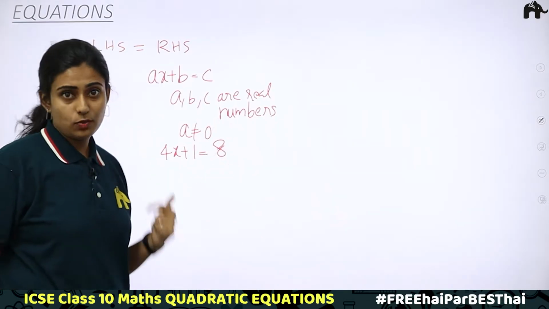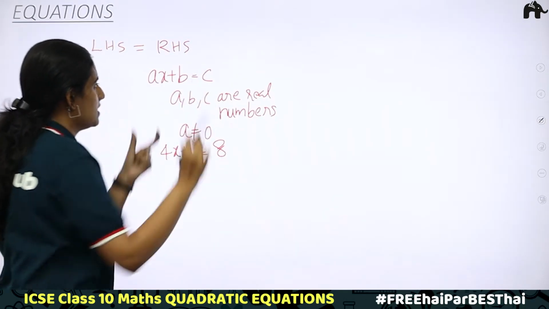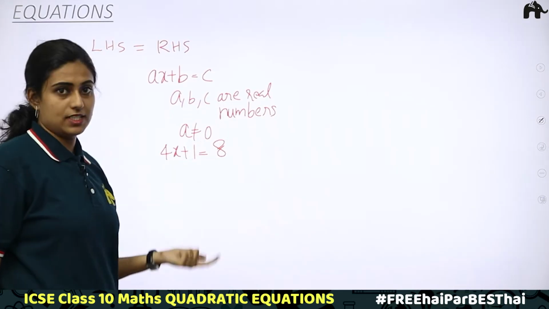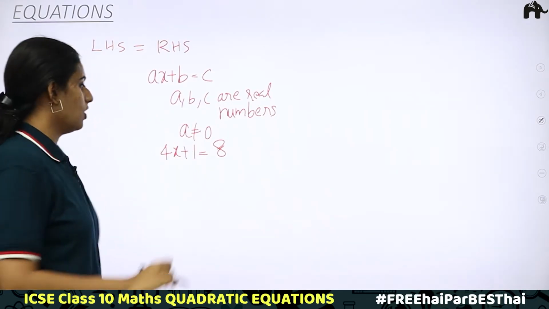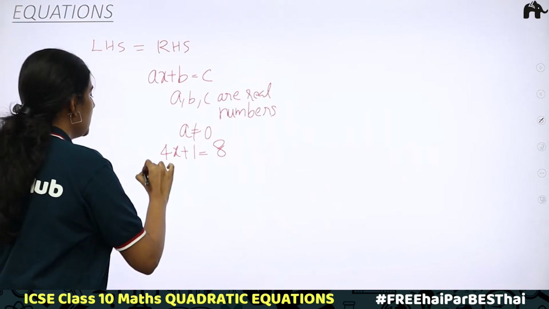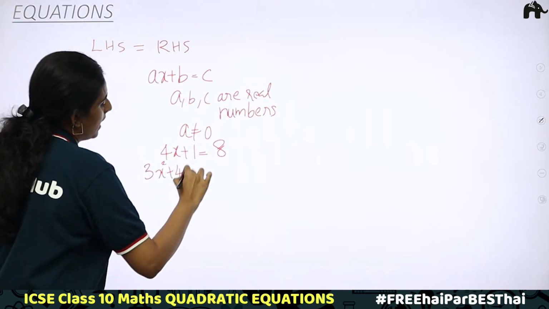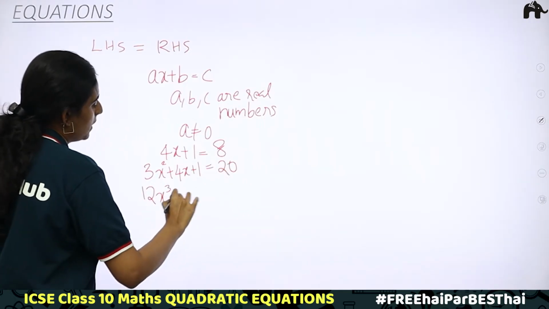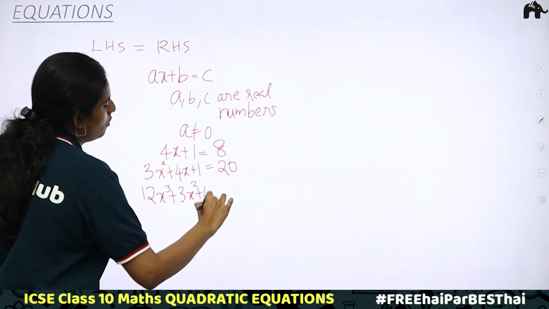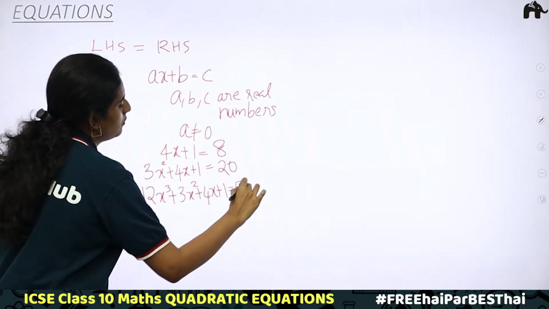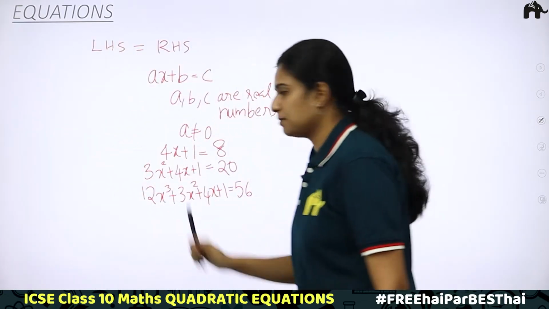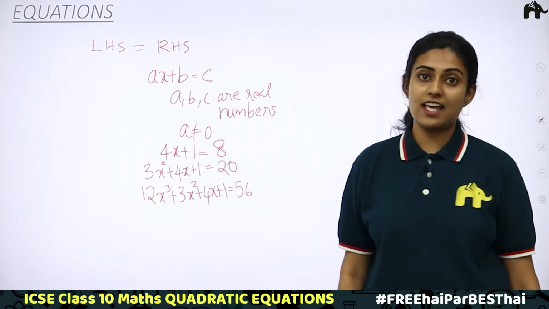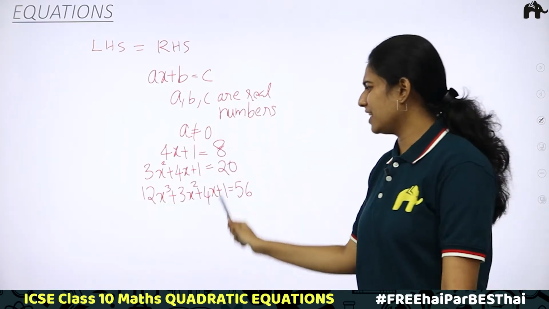This is a linear equation. This is of the form ax plus b is equal to c. Here a, b, c, 4, 1 and 8 are real numbers. The value of a is not equal to 0. Now I'll take another example: 3x square plus 4x plus 1 is equal to 20 and 12x cube plus 3x square plus 4x plus 1 is equal to 56. Okay, I've taken 3 examples. Are they equations? Yes, they are equations because left hand side and right hand side are equal. Now, what is the difference between them?